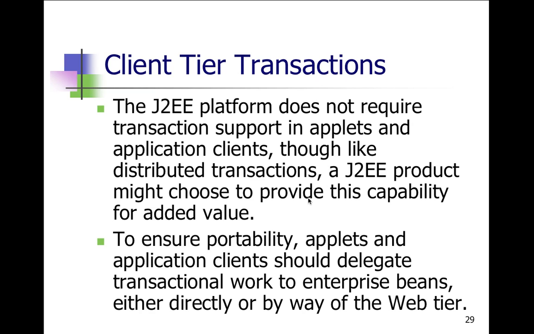Like the distributed transactions, the products themselves might choose to provide this capability for added value, but it's not really part of the configuration. To ensure portability, applets and application clients should delegate transactional work to enterprise beans, either directly or by way of a web tier. So usually you have a web tier that connects to the Enterprise Java Bean server, and the Java Bean server is going to essentially serve up the application to the web tier, and the web tier is going to deliver it to the client. The client's interface, we don't care about the transactions occurring on the client. Nothing's occurring on the client.